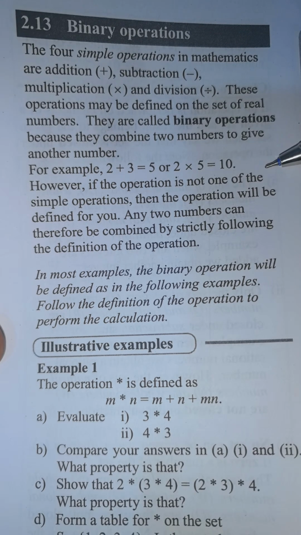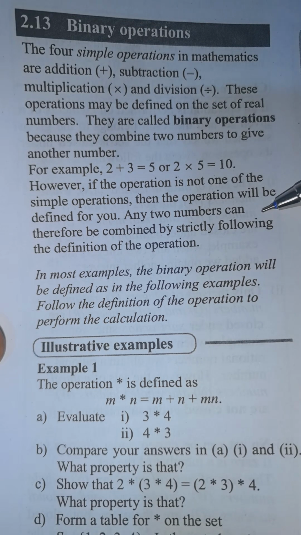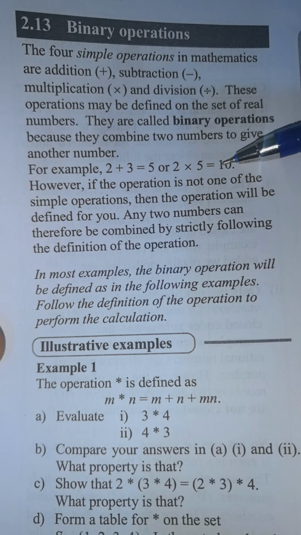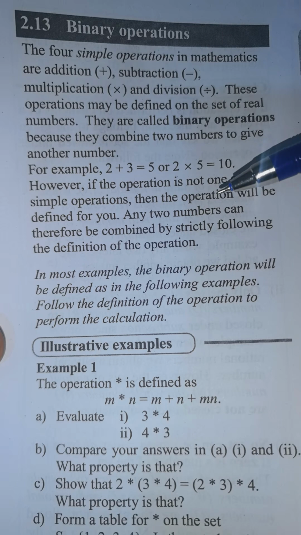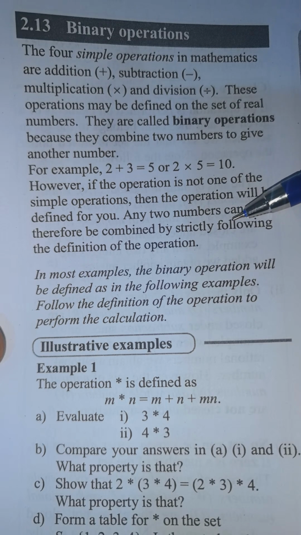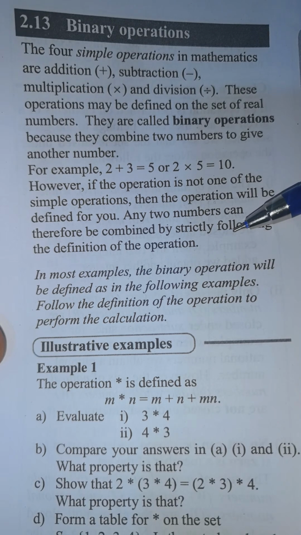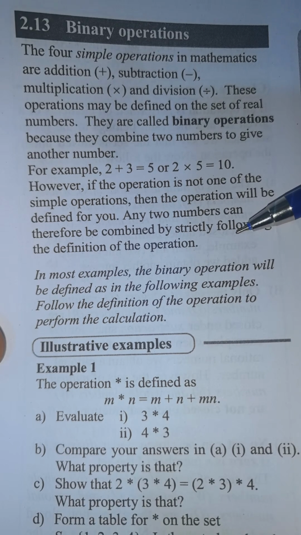However, if the operation is not one of the simple operations, then the operation will be defined for you. Any two numbers can therefore be combined by strictly following the definition of the operation. So if the operation does not fall under any of these four simple operations, we define it by giving you an operation and then defining or expressing what it means or how to do a particular question or solve a calculation.